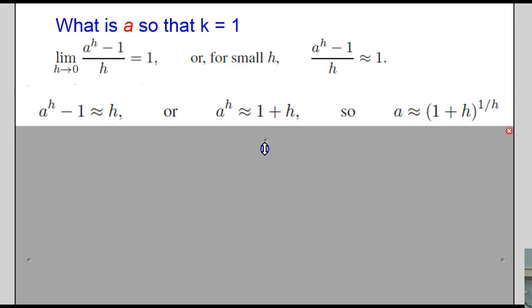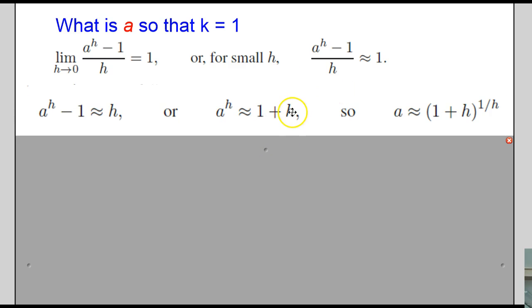Okay, so doing some algebraic manipulation, if we want that to be close to 1, then a^h - 1 should be close to h, and therefore a^h must be close to 1 + h. And so, taking the h-th root of both sides, we want a to be close to the number (1 + h)^(1/h). Okay, so this is nothing but algebra right here. Let's take a look and see what that is when h gets really close to 0.